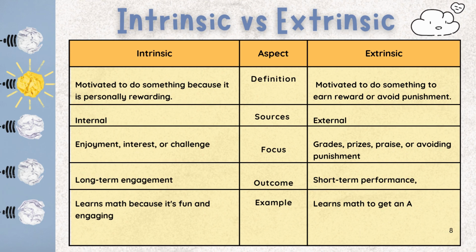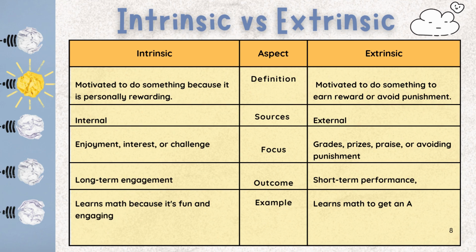So for the first one is intrinsic motivation. It is when someone is motivated to do something because it is personally rewarding. In simple terms, we do it because we genuinely enjoy it or find it meaningful, not because someone is making us. Second is source of motivation. The source is internal. This means the drive comes from within ourselves, like our own curiosity, interest, or love for the subject. The third is focus.